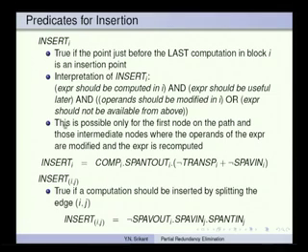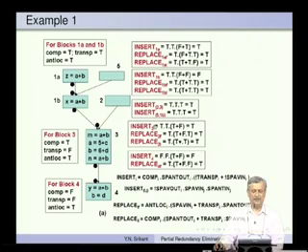So, insert I is true only for the first node on the path and those intermediate nodes where the operands of the expression are modified and the expression is recomputed. That is taken care of by this part; the first node is taken care of by these things, approximately, not exactly. So, let us look at an example.